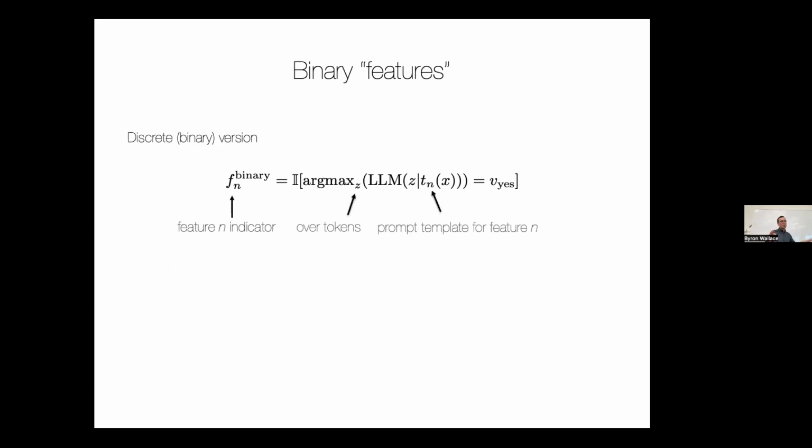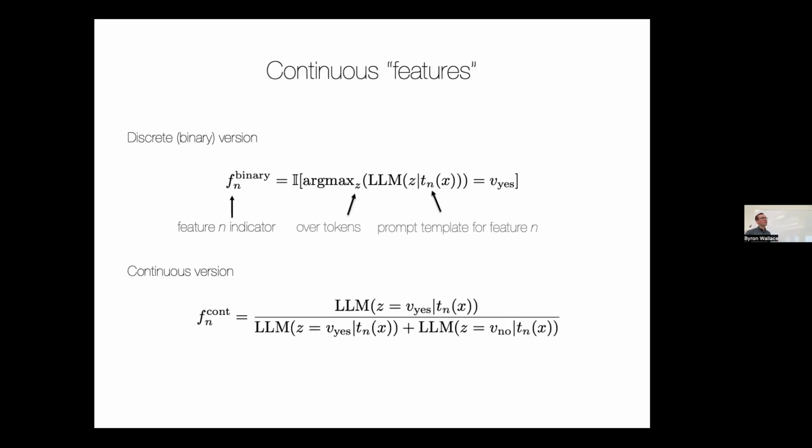Okay, so just to get a little bit more specific here, what are we doing? We've got, let's say, a feature N, and there's a binary or discrete version. This is a lot of notation to say that we're going to have an indicator which says whether or not the response from the language model for some template for feature N is yes. For example, the template might be, does this patient have a history of a chronic illness? That might be TN for N being the chronic illness feature. And X would be the patient record or some note from the patient record. This is an indicator that says that the most likely response from the language model, the most likely next token, is yes. This is the simplest version.